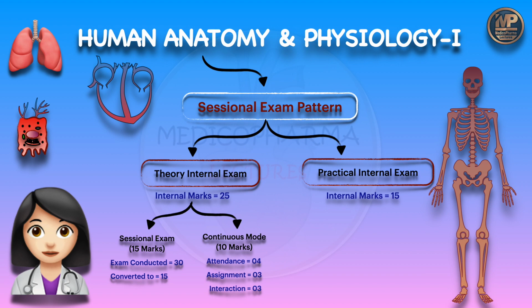Coming to attendance, if your attendance is more than 95%, then you will score 4 marks. If your attendance is between 90 and 95%, you will score 3 marks. If your attendance is more than 85 and below 90, then you will score 2 marks. And if it is between 80 and 85, then you will score 1 mark.